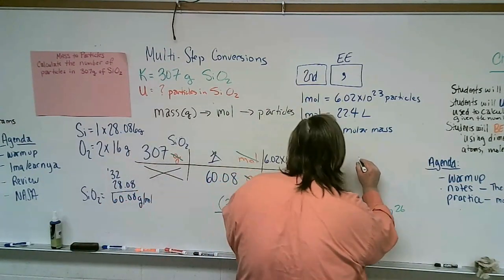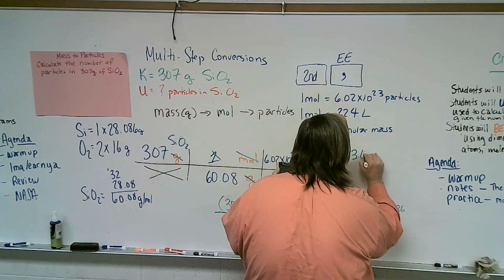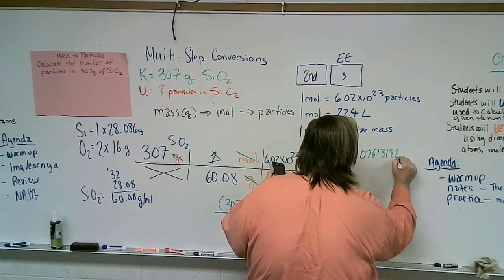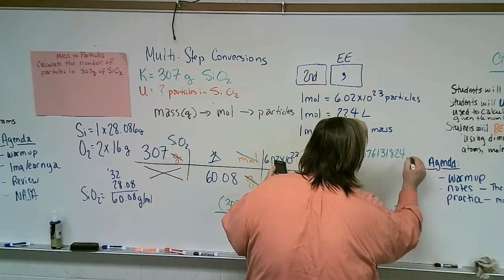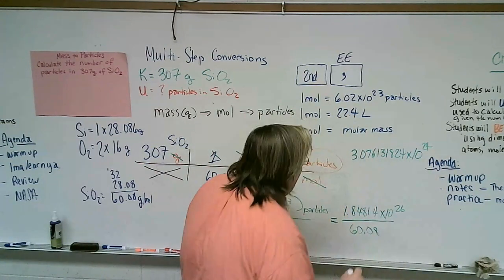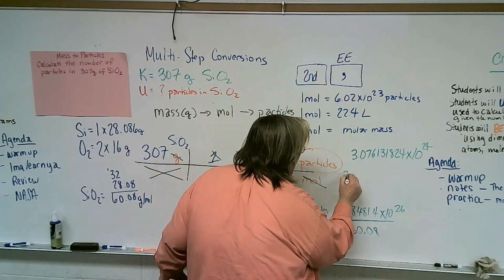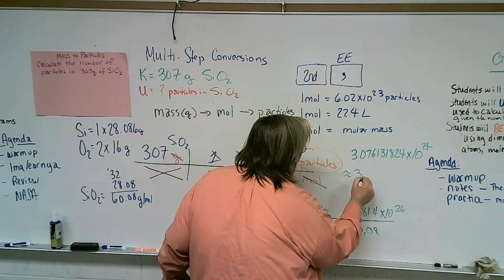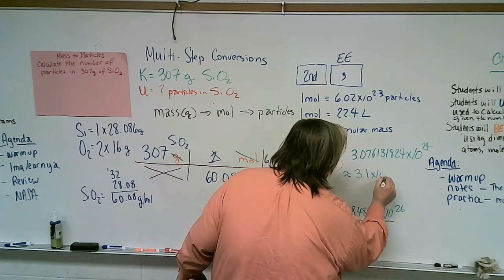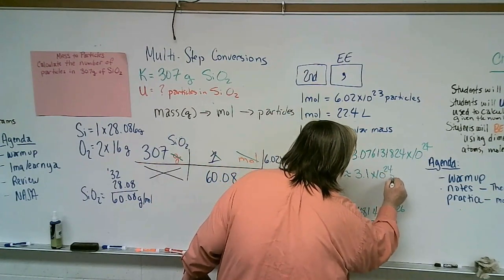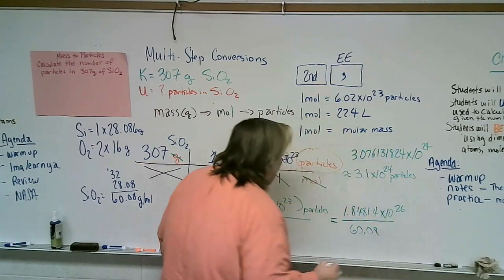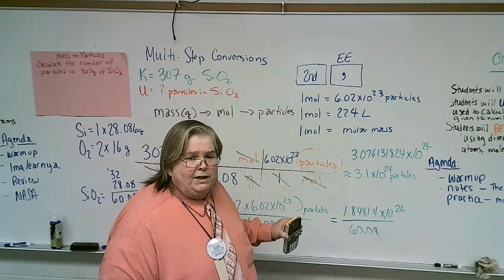And it gives us 3.076131824 e to the 24th. And we can make this an equivalent statement of 3.1 times 10 to the 24th. That's doing it in 2 steps.